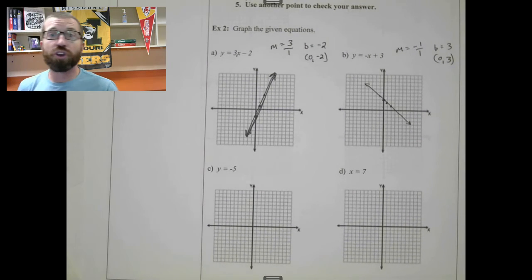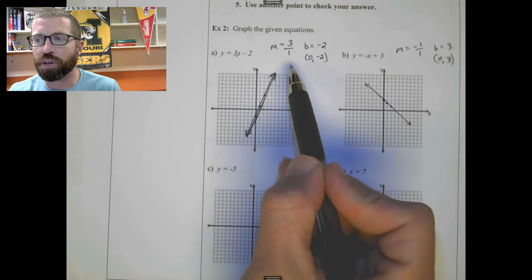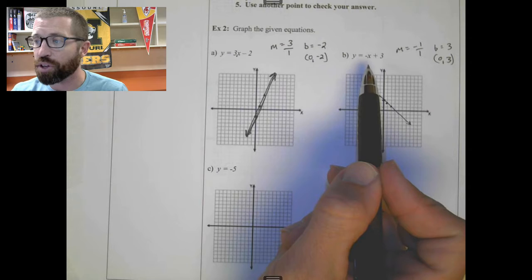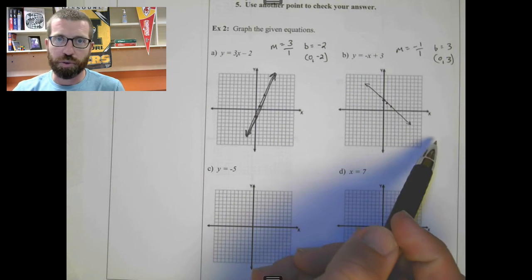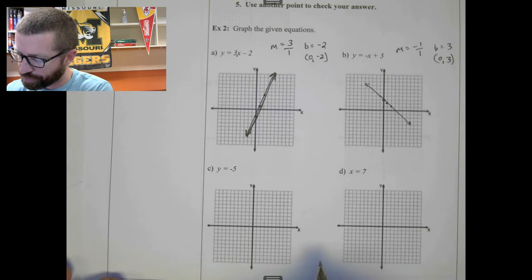You should also always check your work. This slope is positive, so the line should be increasing from left to right. This slope is negative, which means the line should be decreasing from left to right. It's really easy to switch those when you're plotting points or forget about it, so it's good to just take a step back and look at it and make sure it's good.